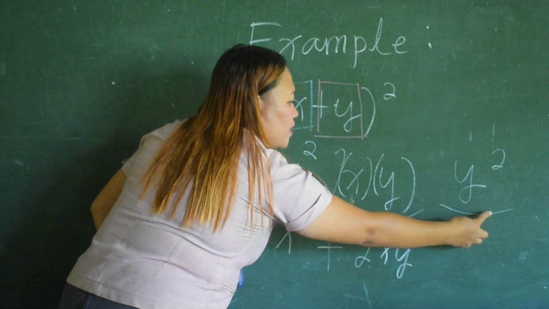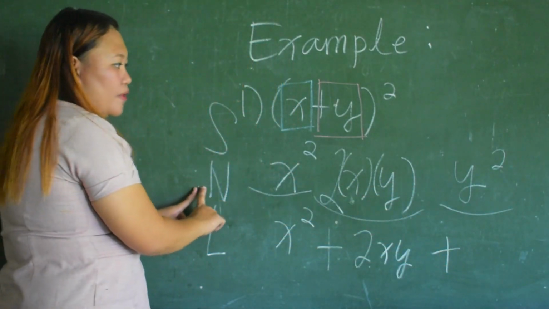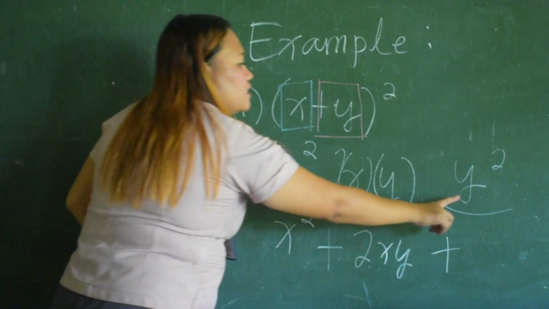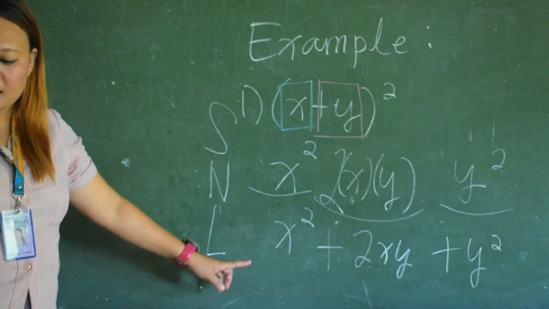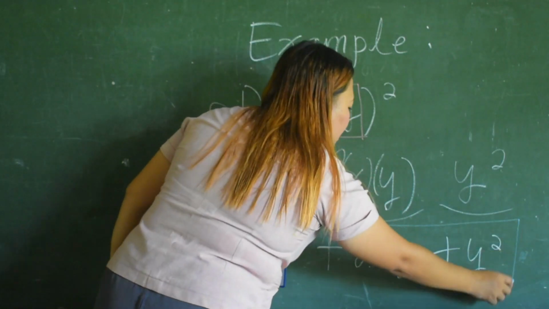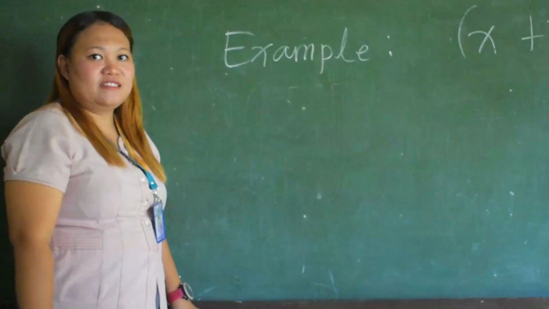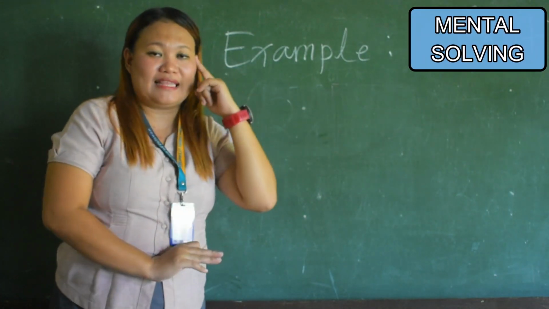In the third term, our sign is positive. The number is an imaginary number 1. And then the letter is y squared. Okay, and the final answer is x squared plus 2xy plus y squared, which is a perfect square trinomial. Now, we will try to solve an equation mentally.